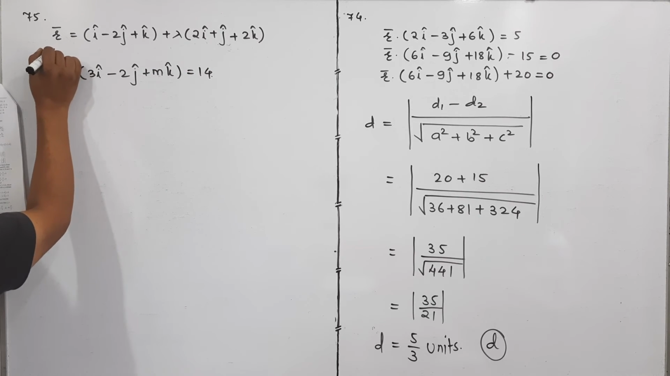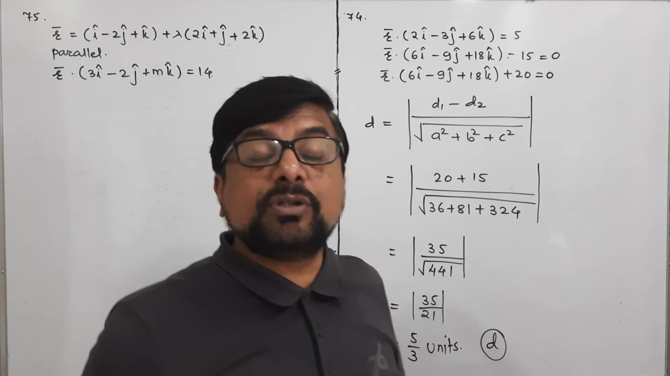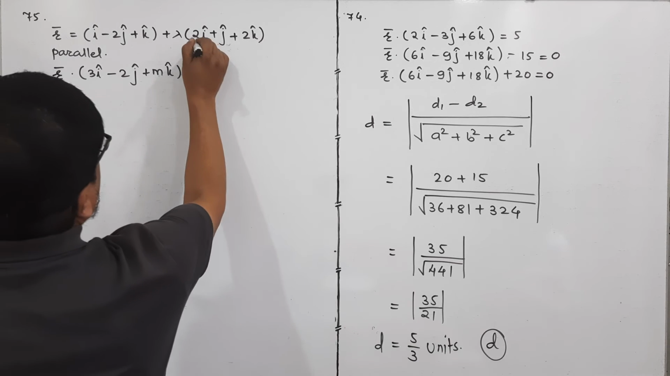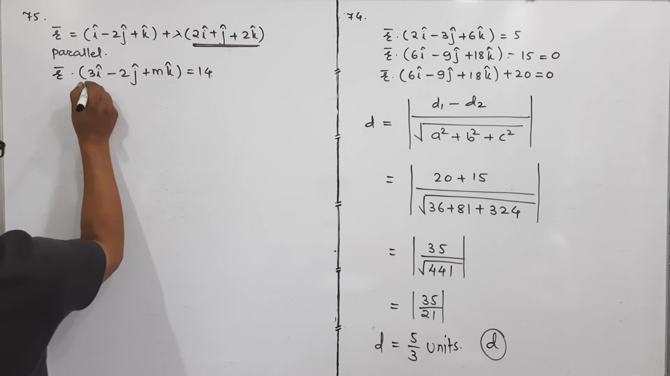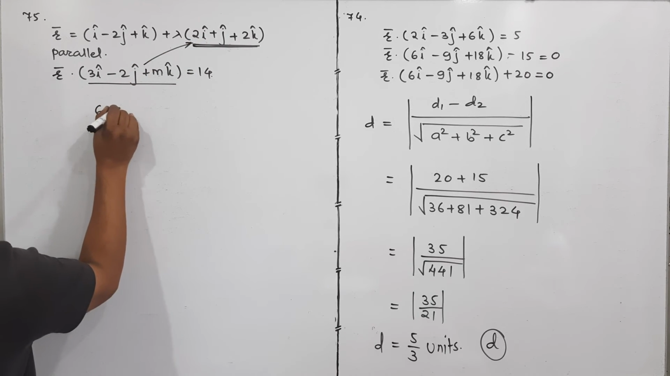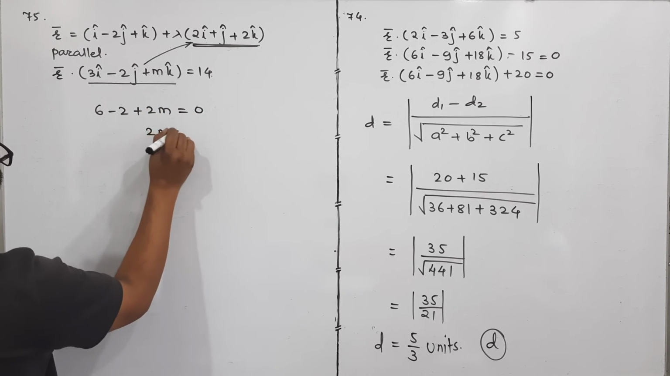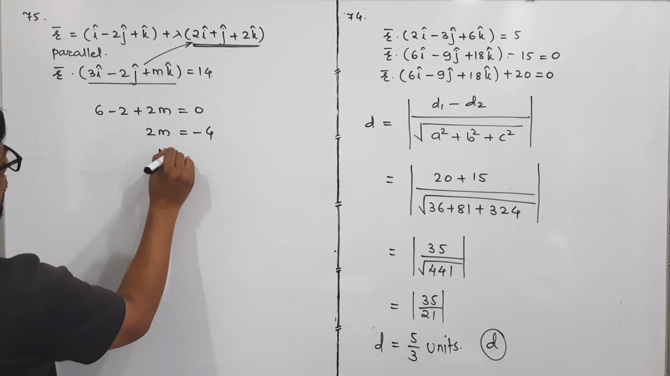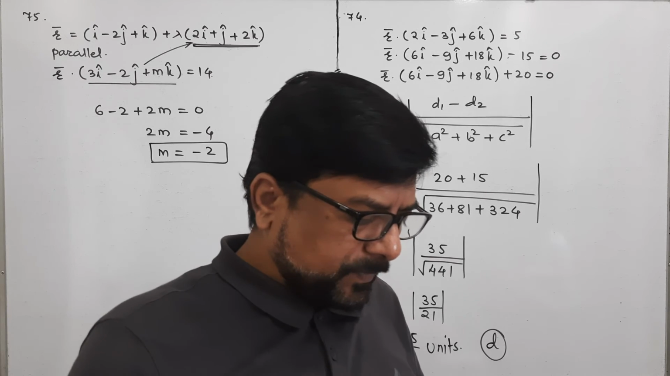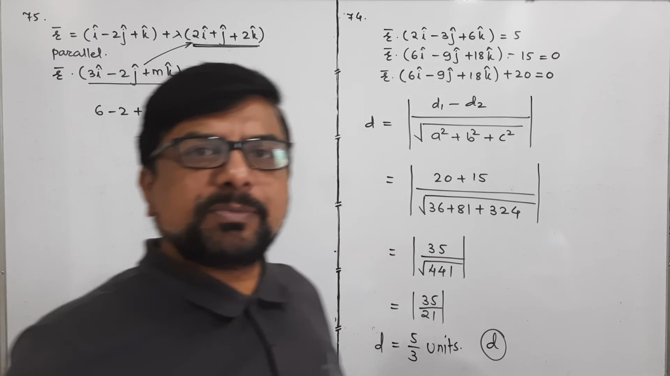Now this line and plane are parallel to each other. When line is parallel to the plane, we can say that that line is perpendicular to the normal to that plane. So these are the direction ratios of this and these are the direction ratios of that. Their dot product should be 0. So 6 minus 2 plus 2m is nothing but equal to 0. Therefore 2m is equal to minus 4, means the value of m is minus 2. Check your option. The value of m must be minus 2. Answer B is your correct option. Is it understood?